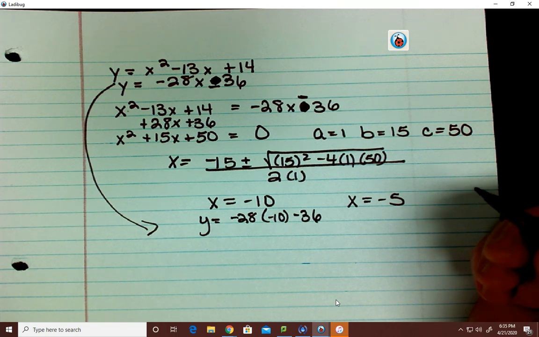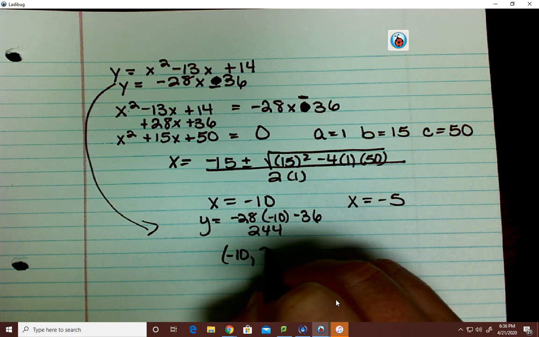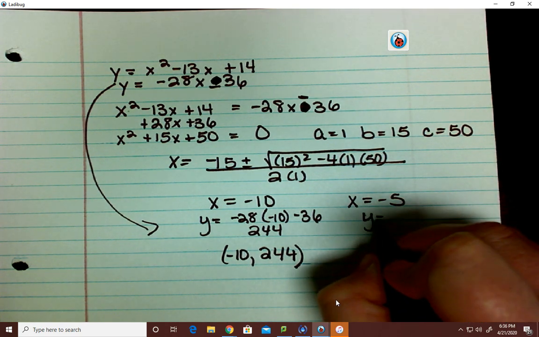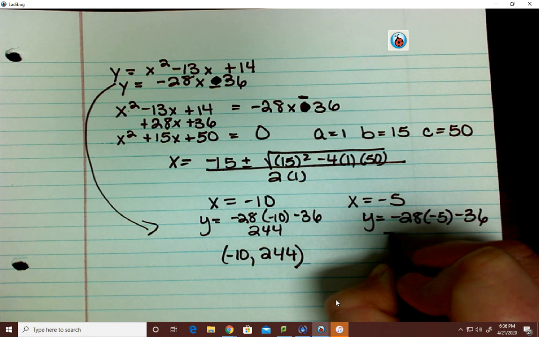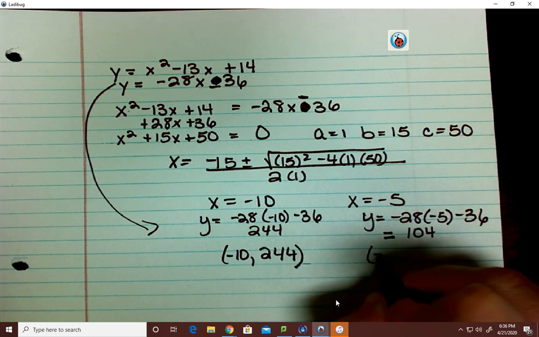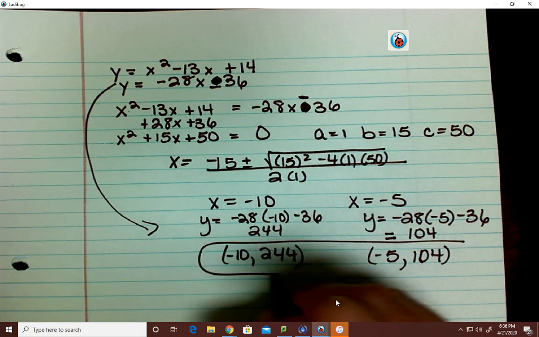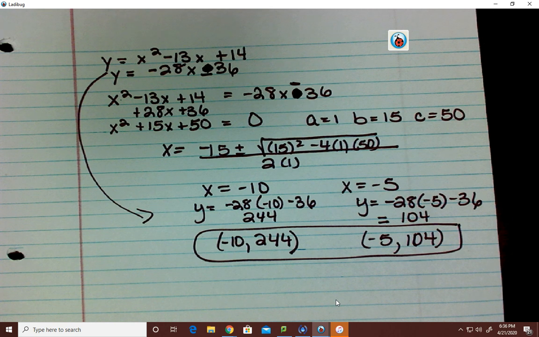And we get 244. So that's a big one. So we get negative 10, comma 244. And then we plug in negative 5 for x. And that gives us 104. So negative 5, 104 is our other answer. All right, so those are our two solutions.